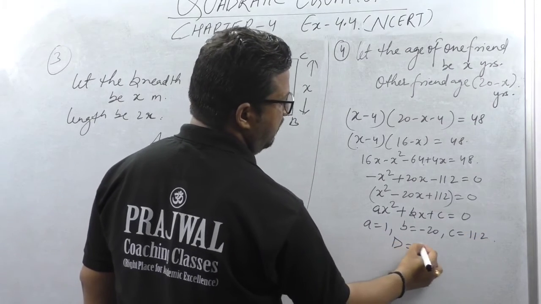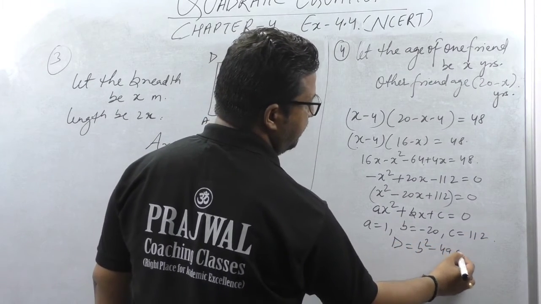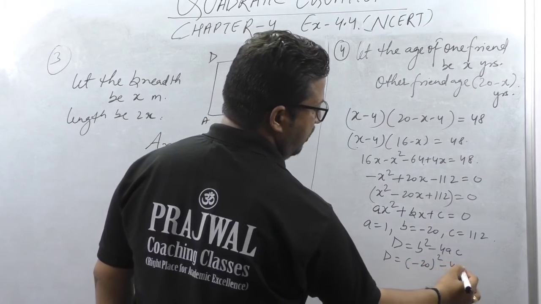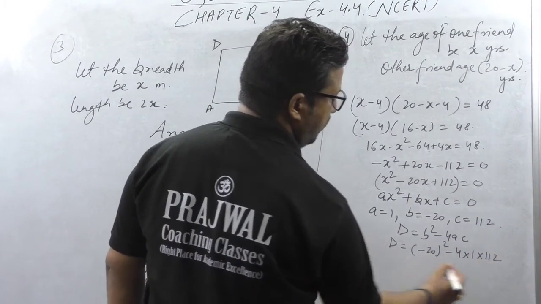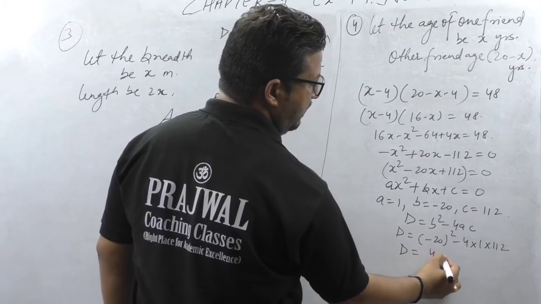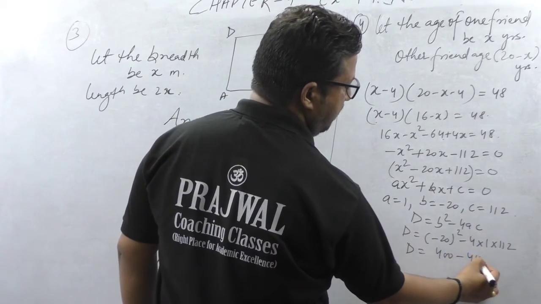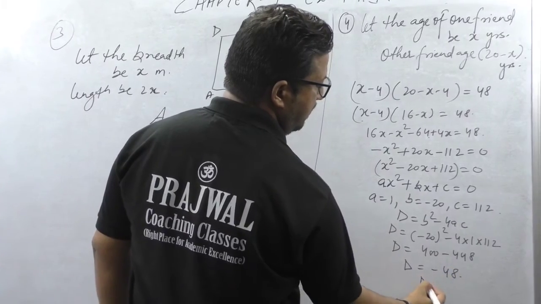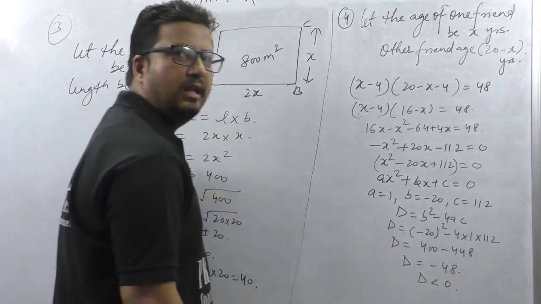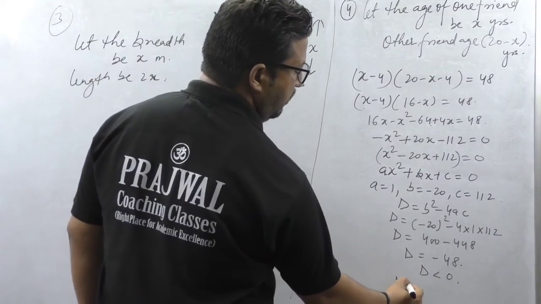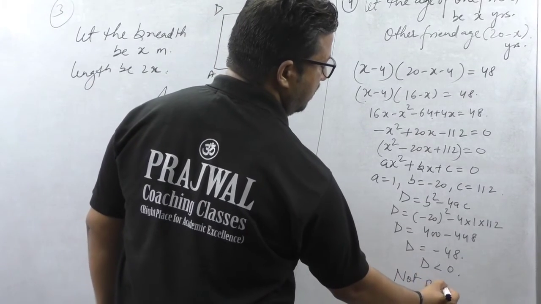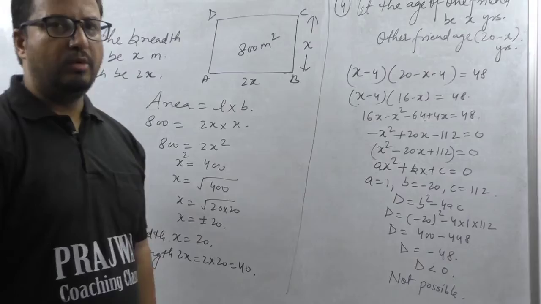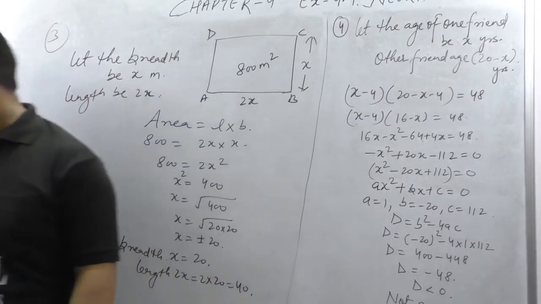We know the discriminant formula is b square minus 4ac. Here b is minus 20 squared, a is 1 and c is 112. So it will be 400 minus 448. So the D value is coming negative, which is less than 0. If it is less than 0, it is not possible, no real roots will be there. So write not possible. The question asks whether this situation is possible, so the answer is not possible. Quickly note it down, everyone.